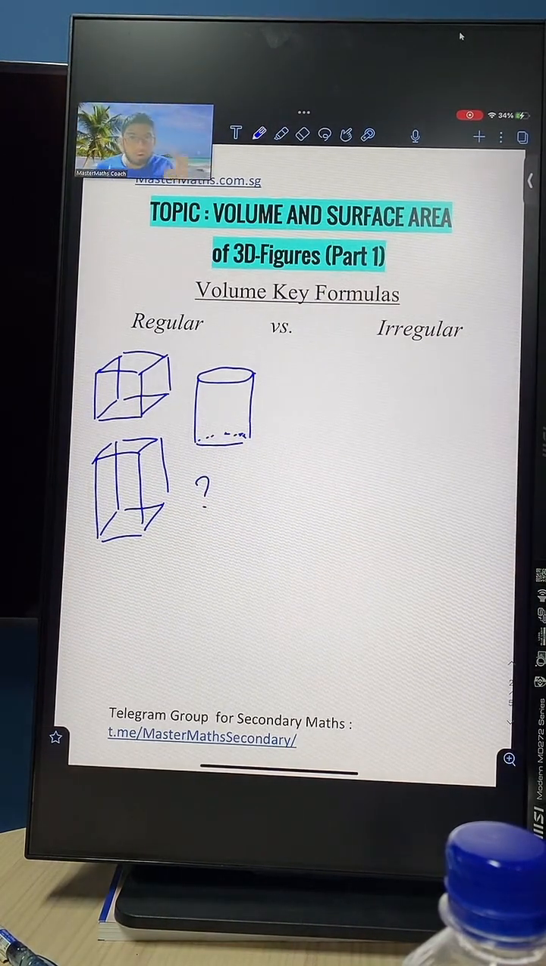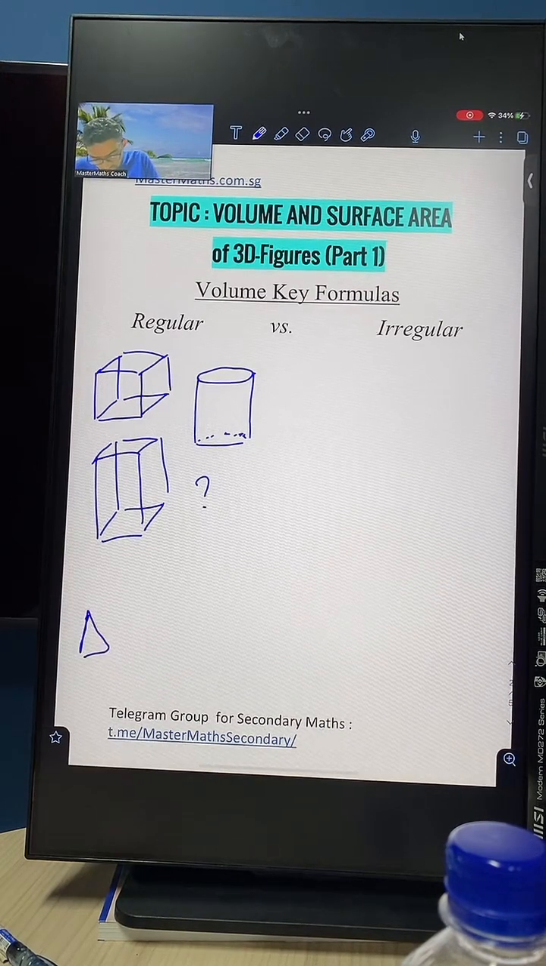If you know Toblerone, you will know that this is also a regular shape. So if you have a Toblerone, it looks like this. You join the triangles up.